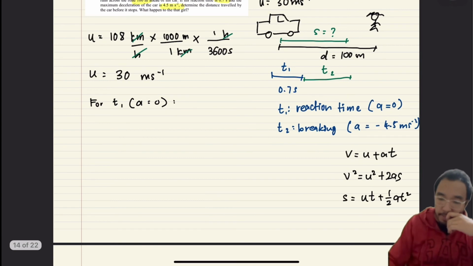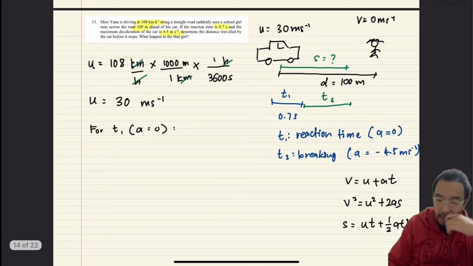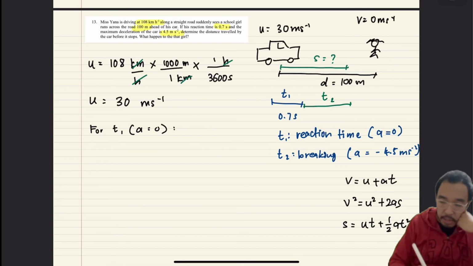Okay, you want to find the displacement. You want to find S. You do have the A, and then you have the U. Do you have the time? Yes, you have the time, so it should be okay. You can use the third one. So I'm going to use the third equation straight away. S equals to ut plus half at square. So A is equal to 0, so this term becomes 0. So S is equal to 30 meter per second multiplied with 0.7.